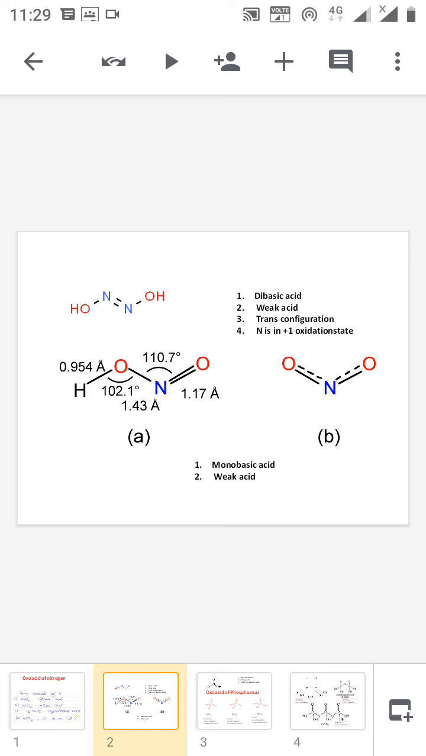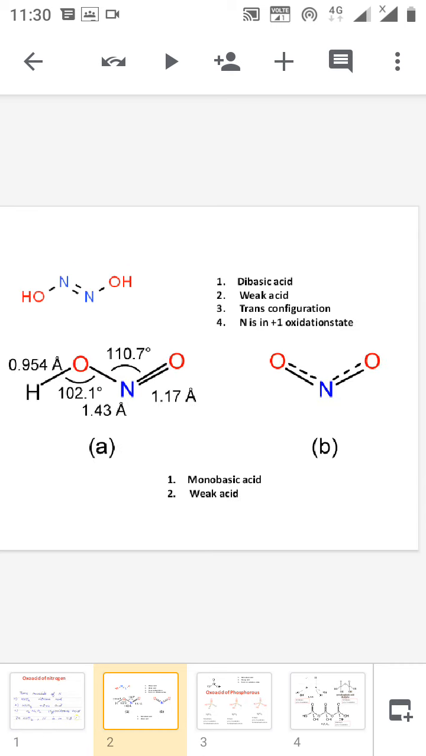This is the structure, and the acid exists as a dibasic acid because there are two OH bonds, and each OH bond dissociates into H plus and O minus ion. Since there are two ionizable OH groups, it is a dibasic acid, and it is a weak acid. The structure exists in the trans configuration, and nitrogen is in the +1 oxidation state.